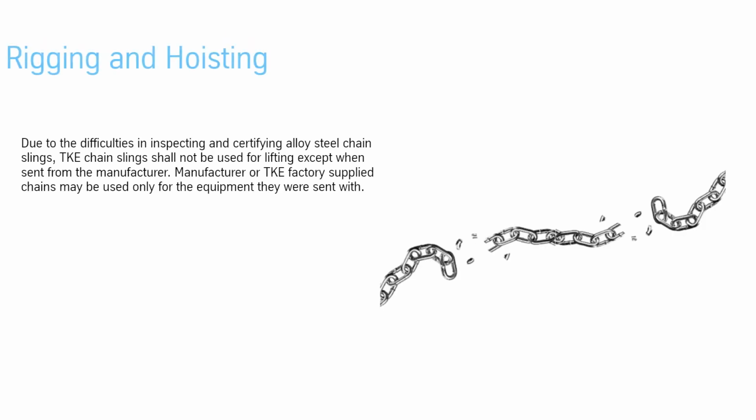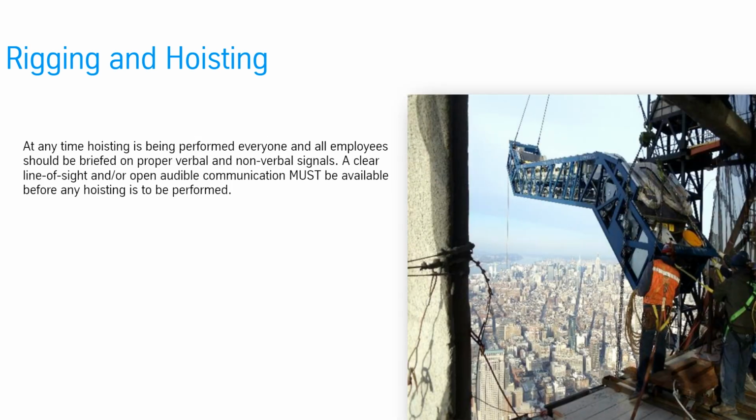Due to the difficulties in inspecting and certifying alloy steel chain slings, TKE chain slings shall not be used for lifting except when sent from the manufacturer. Manufacturer or TKE factory supplied chains may be used only for the equipment they were sent with. At any time hoisting is being performed, all employees should be briefed on proper verbal and nonverbal signals. A clear line of sight and/or open audible communication must be available before any hoisting is performed.